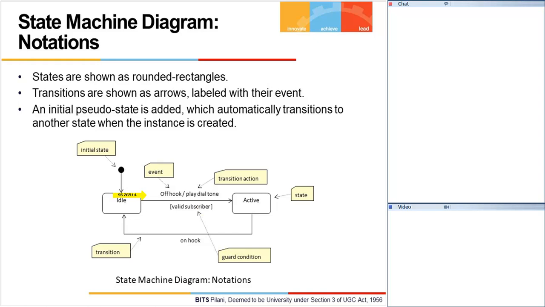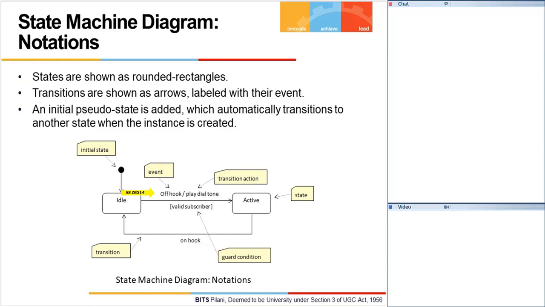Now let's see how the transition is labeled. The first part of the label is the event, right? It shows off hook. If you say off hook, this is the event part, followed by a slash, and then we have the transition action. Okay, so the first is the event, the off hook is the event which tells that when this event occurs, the transition happens, right?